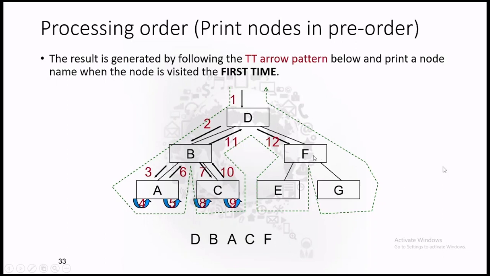F. First time encountering it, so you print it out. Then you go to E. Also the first time you encounter it, so you print out E. After that, you backtrack and go to G. And G will be the last one, right? Because you have visited all the nodes here. So this is pre-order, where you print a node the first time you visit.